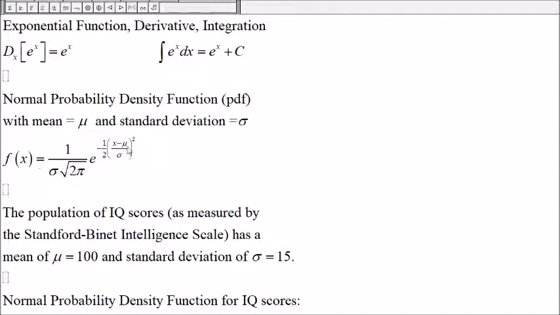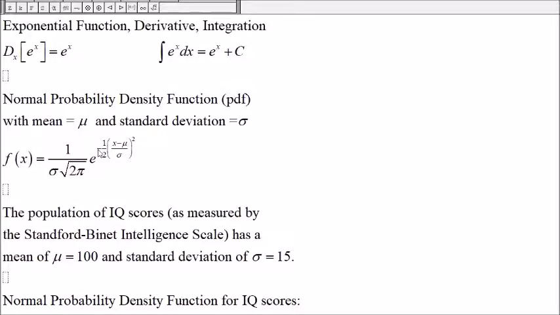Here we have this function right here, and it has a name. It's called the normal probability density function, or PDF for short. The mu right here represents the mean, and sigma represents what we call the standard deviation.